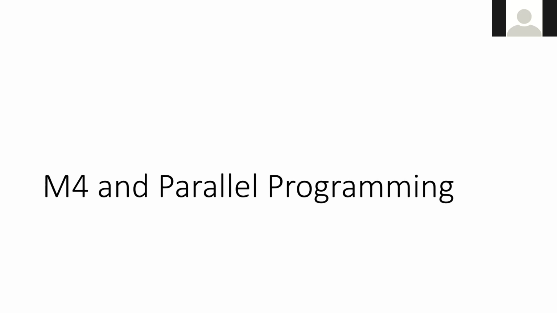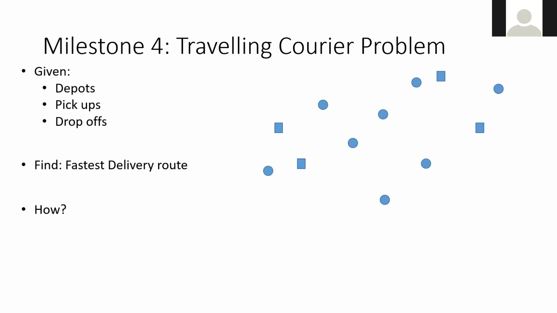So in this tutorial, we're going to be going through a really short beginner tutorial for M4 and parallel programming. So M4, the traveling courier problem. You're given a bunch of depots, a bunch of pickups, and a bunch of drop-offs. You have to pick up every pickup, then drop off every package you picked up. For every package, you have to first pick it up, then drop it off, but you can reorder the packages in any way. You have to find the fastest delivery route.